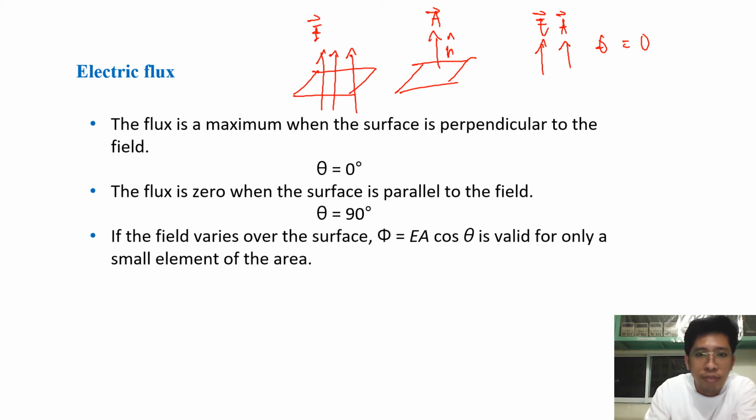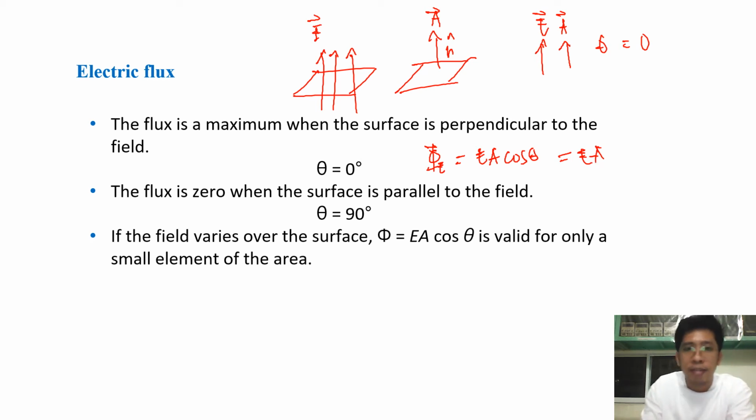Why is it a maximum? Because again, from your flux, you have flux E is equal to EA cosine theta. If theta is 0, your cosine theta is just 1. So you're just left with EA. So it's a maximum. Now the flux is 0 when the surface is parallel to the field.